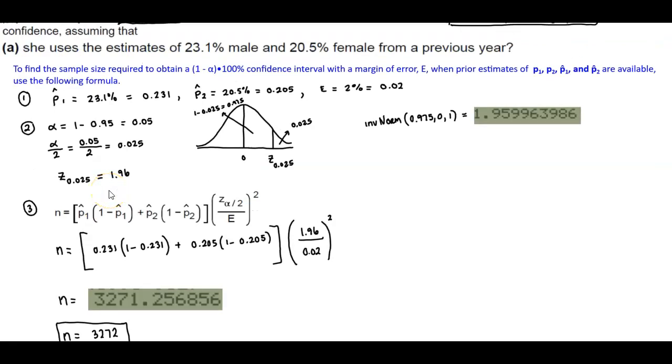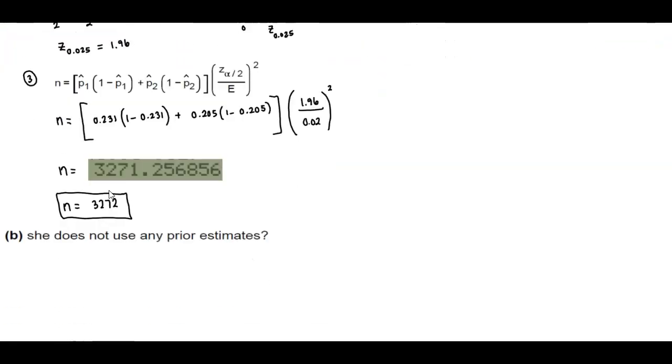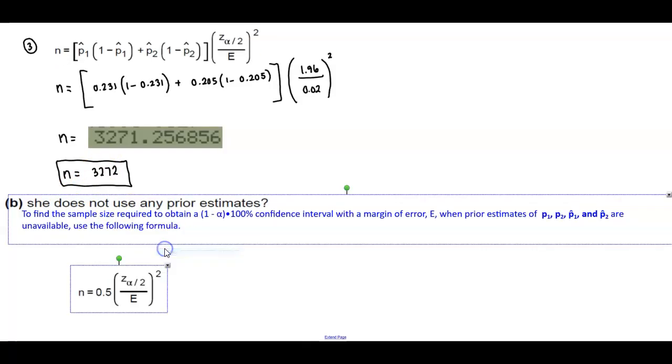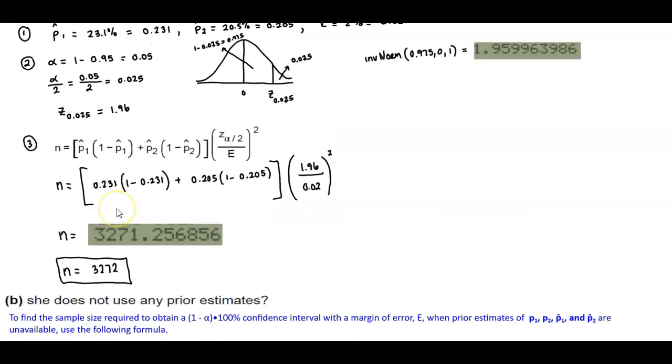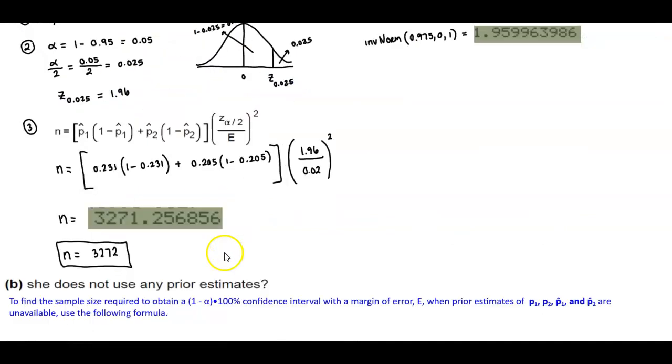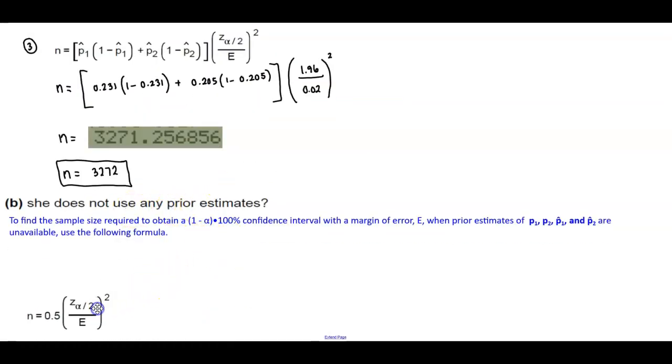Now we're going to find the sample size when she does not use any prior estimates. If there aren't any prior estimates, then to find the sample size required to obtain a 1 minus alpha times 100% confidence interval with a margin of error E, when prior estimates are unavailable, we use this formula. In part A we were given the point estimates, but in this scenario, when they're not given, you have to use this formula. What we need to know is the critical value and the margin of error, and we already have that information from the previous part.